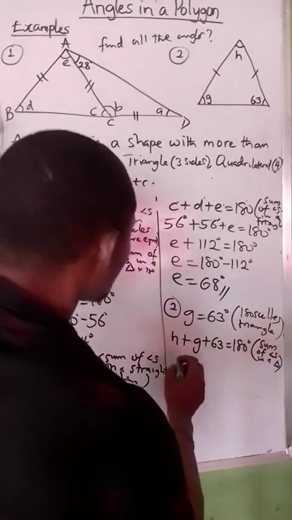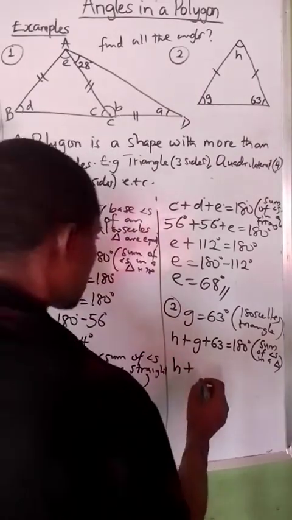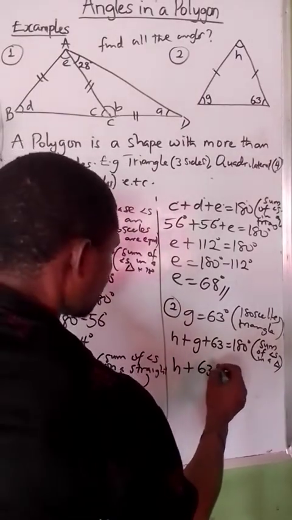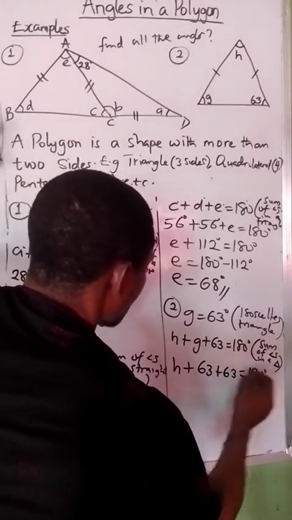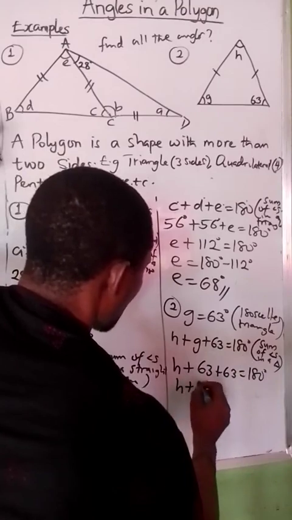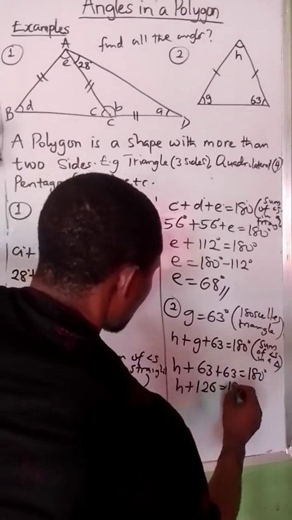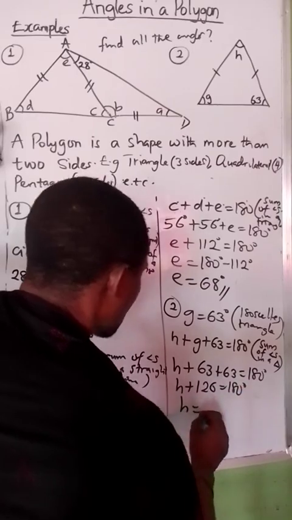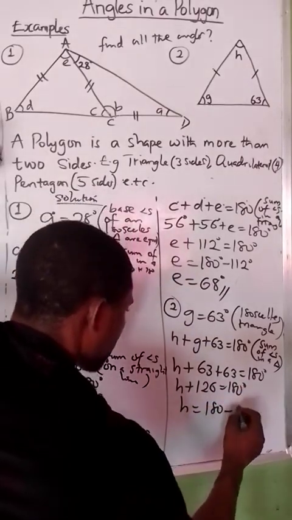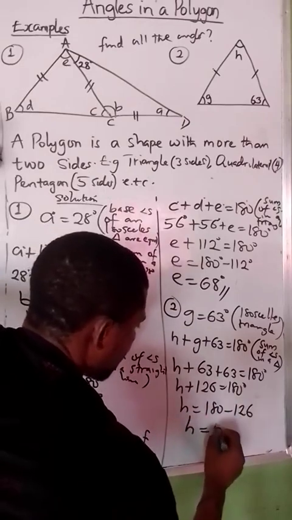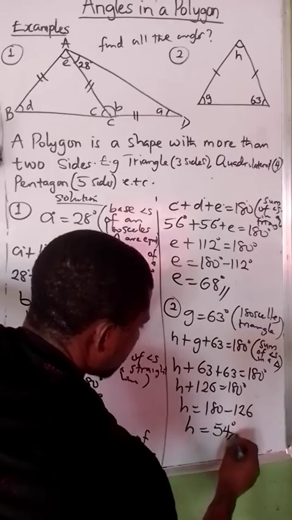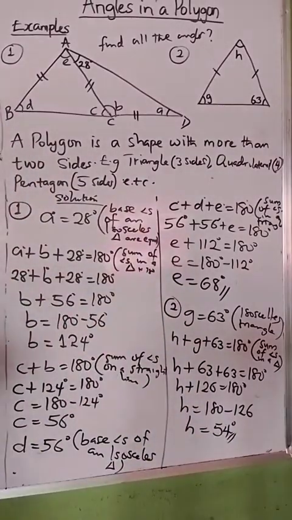So our G is what? So H plus 63, which is G, plus 63, the second one, equals 180. So H plus 126 equals 180. Our H now equals 180 minus 126. So our H equals what? 54 degrees. Thank you.